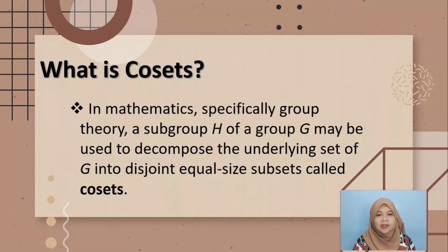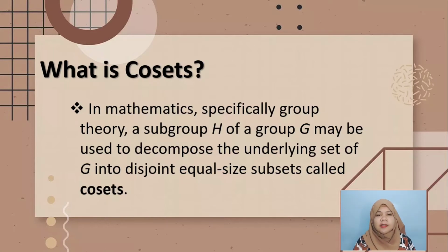So what are cosets? In mathematics, specifically in group theory, a subgroup H of a group G may be used to decompose the underlying set of G into disjoint equal-sized subsets called cosets. Cosets can be determined in a group and a subgroup of an element with the use of the multiplicative or additive operation of the group and subgroup.